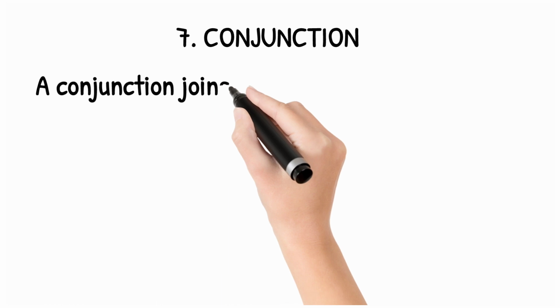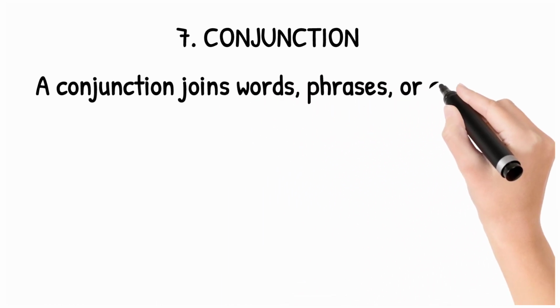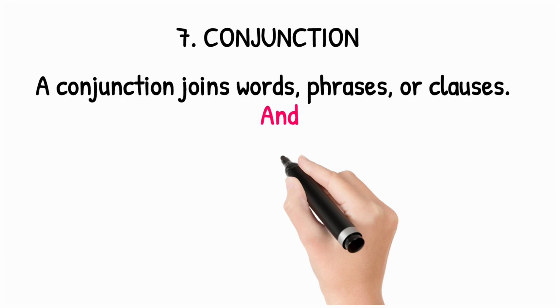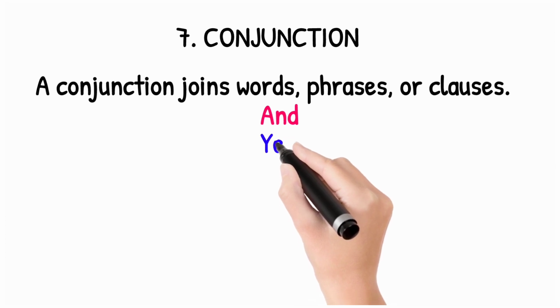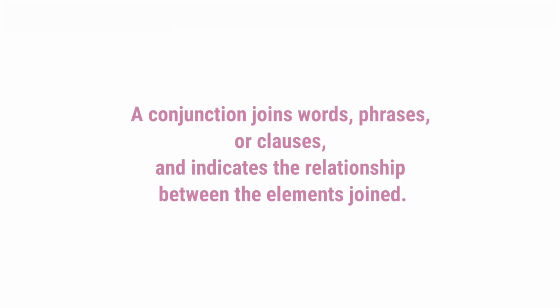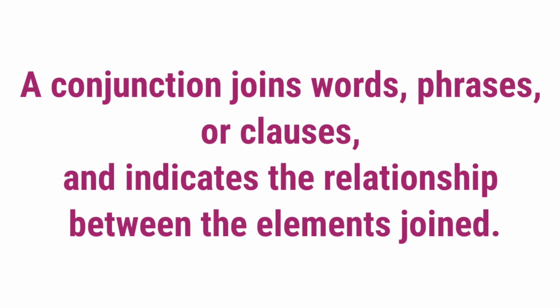Next one is conjunction. A conjunction joins words, phrases, or clauses. The words that join sentences mostly are and, yet, but, or, while, because. A conjunction joins words, phrases, or clauses and indicates the relationship between the elements joined.